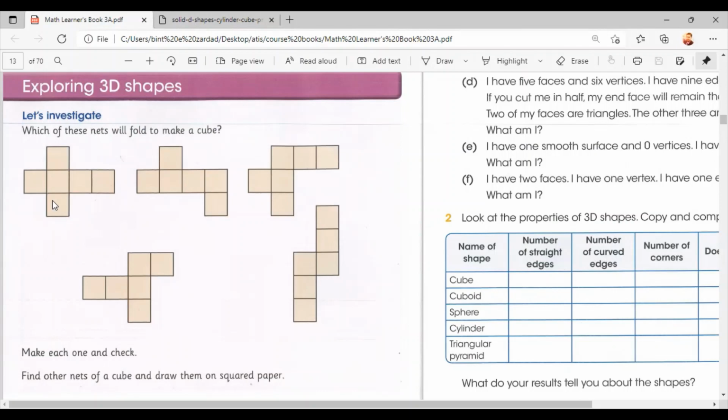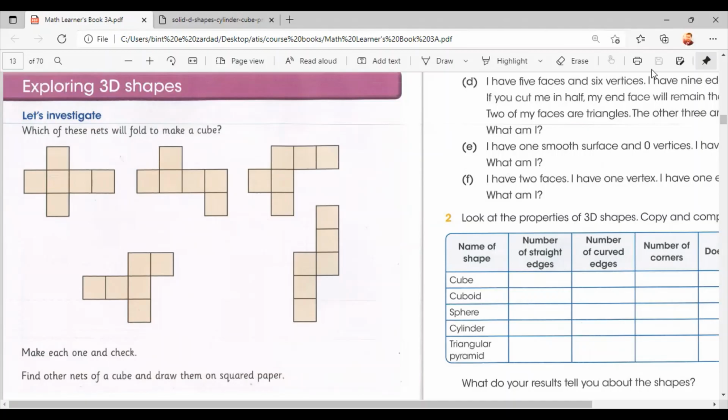So which of these nets will fold to make a cube? This one is possible, you can make it. This is the left side, this is the right side, this is the upper side, and this is from here up. You make it up, and from here to down. So you can make a cube, in simple words. You can make a cube in this shape.